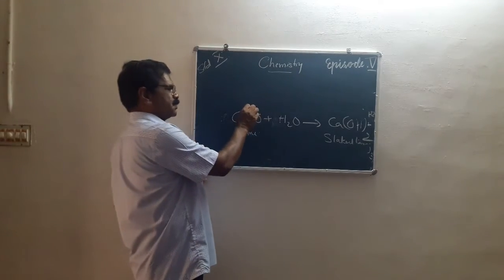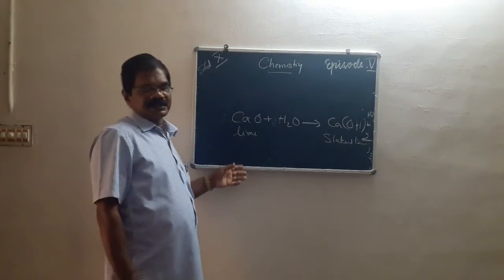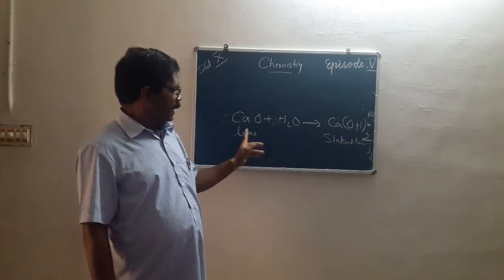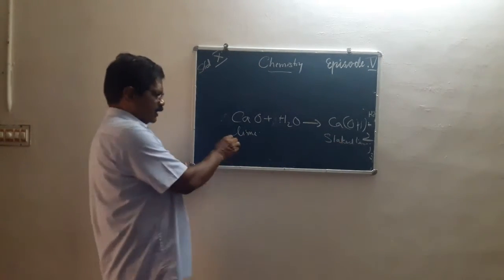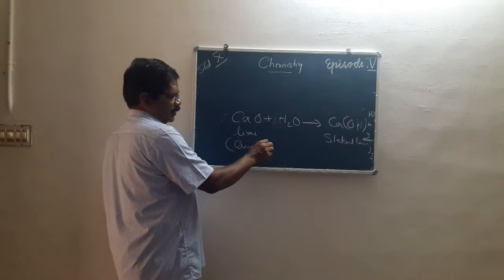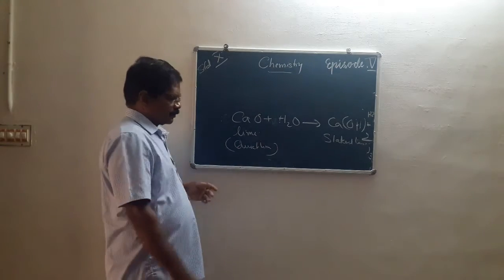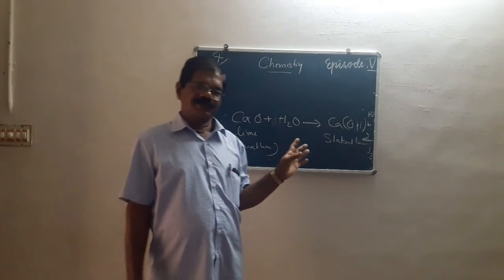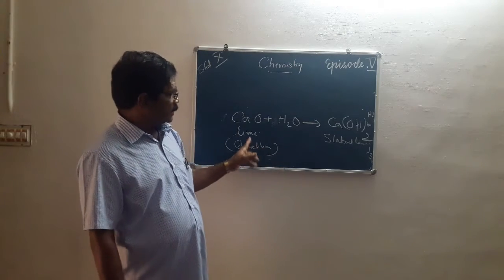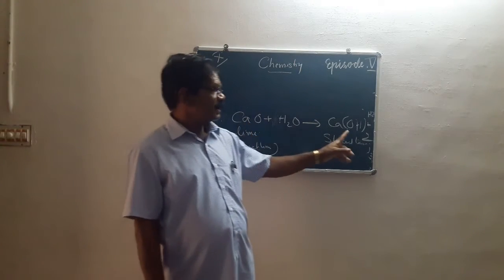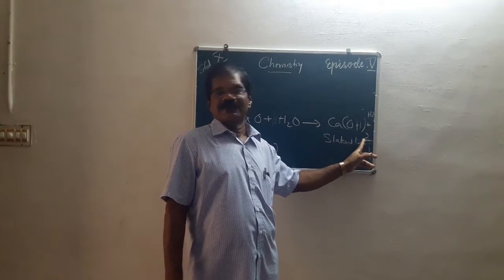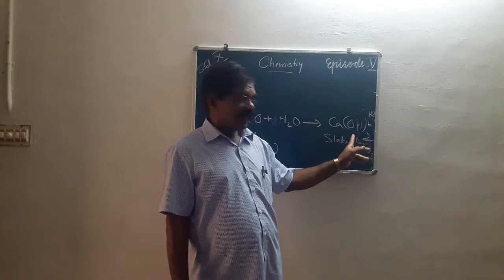This calcium oxide is used for cement production. So, the industrial names of lime and slaked lime: lime is also known as quicklime. Lime and quicklime are the same. Some students get confused between quicklime and slaked lime. Quicklime is calcium oxide, slaked lime is calcium hydroxide. The substance used for whitewashing is slaked lime.